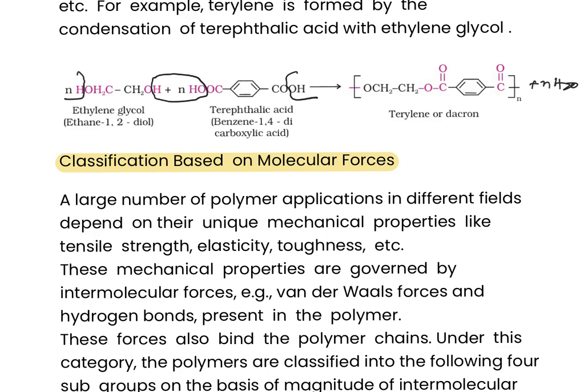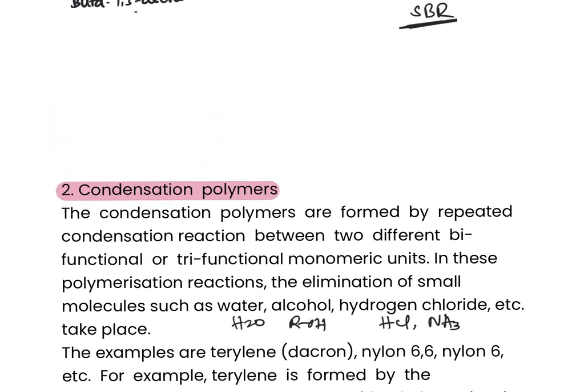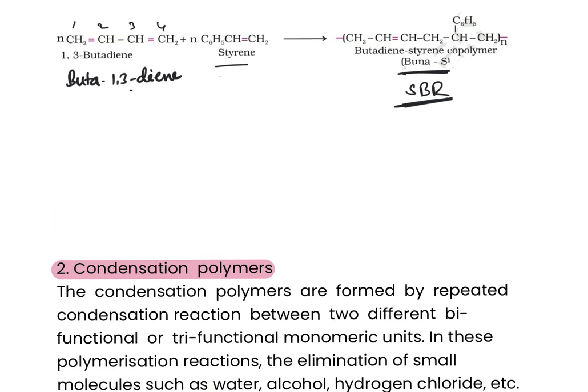Generally, condensation polymers are known as step growth polymers, and addition polymers are known as chain growth polymers. Remember, addition polymers are chain growth and condensation polymers are step growth polymers.